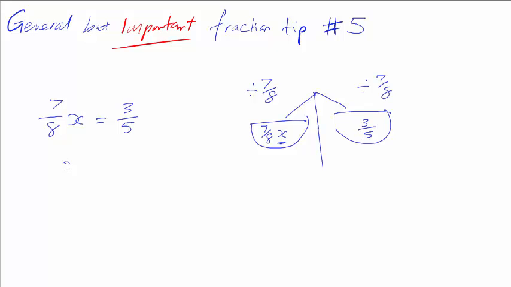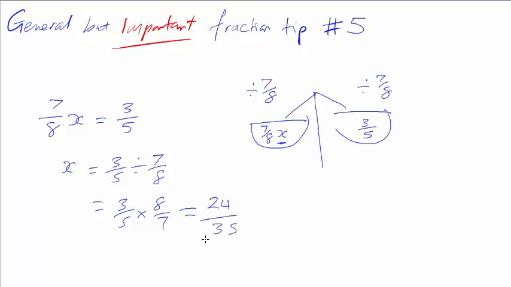So here we go, we do x equals 3 over 5 divided by 7 over 8. Obviously that becomes 3 over 5 times 8 over 7. Hopefully this is getting to where you get it, you see what it's doing. Does that cancel? I don't think that cancels. Does it cancel, guys? Nah, it doesn't cancel. So there you go, that's your answer, 24 over 35.